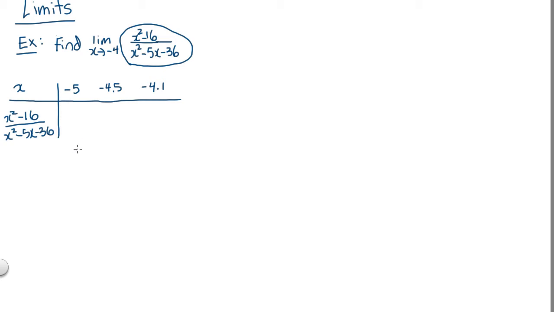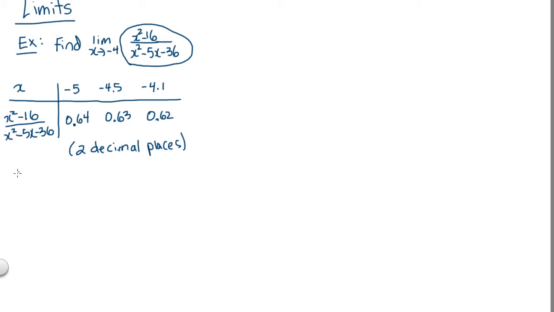Okay, so I've calculated these values in advance. Let's say we want to just round them off to 2 decimal places. You may want to just pause the video here, try using your calculator to calculate these values, and then you can compare your answers. So when we plug -5 into this function here, we get approximately 0.64. Plugging in -4.5, we get 0.63. And plugging in -4.1, we get 0.62.